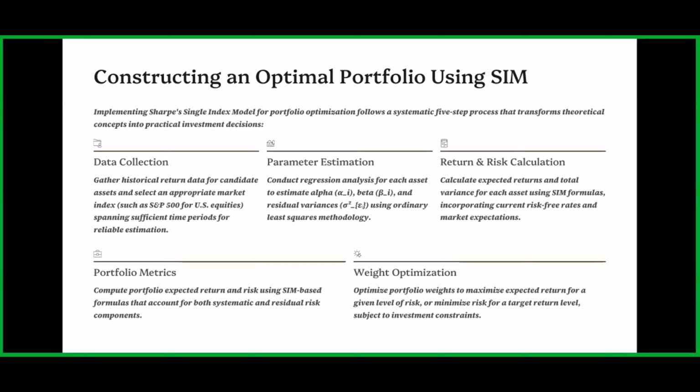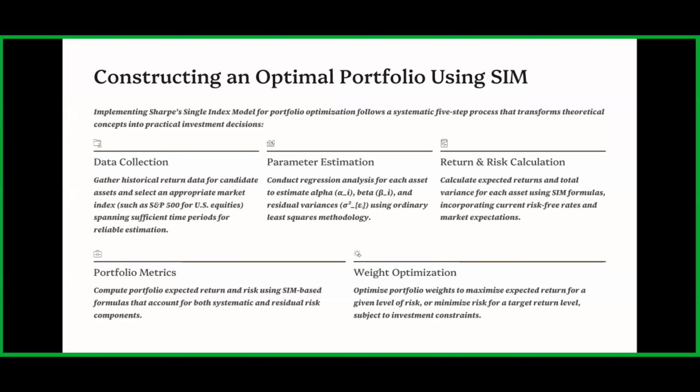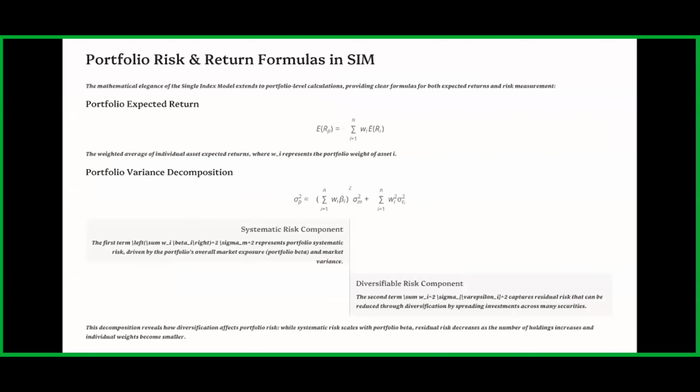And the next one is the weight optimization. According to how much funds we have and how much risk-taking ability we have, we use the weights for the different options. Optimize the portfolio weights to maximize the expected return for the given level of risk. So how much fund we have, how much risk, the financial risk or the emotional risk, the investors can take in, according to this we construct the portfolio using the single index model.